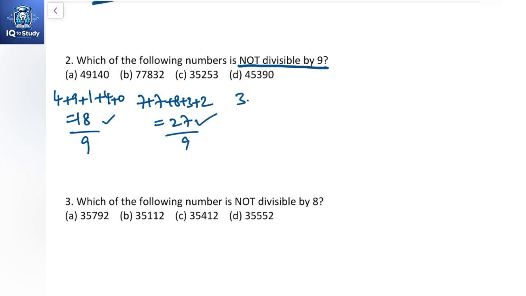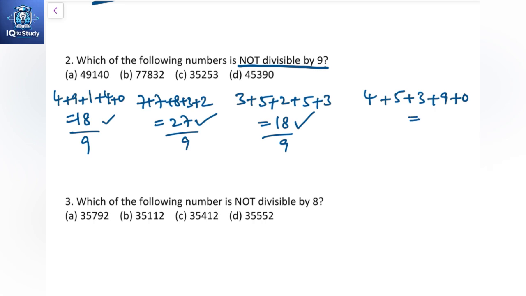And the third one is 3 plus 5 plus 2 plus 5 plus 3, which is equal to 18, and it is also divisible by 9. And the fourth option is 4 plus 5 plus 3 plus 9 plus 0, which is equal to 21. 21 is not divisible by 9. So, option D is correct.